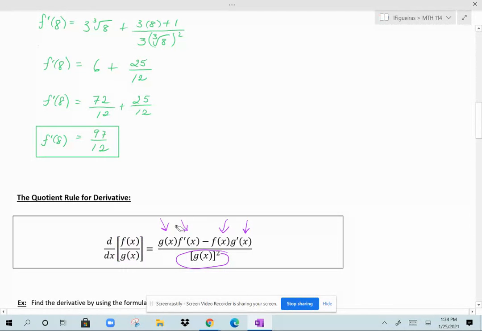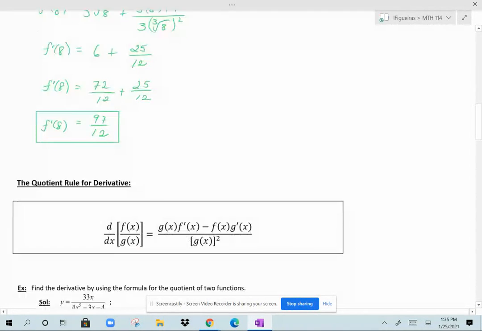Here, order is important. Subtraction is not commutative. So although you can do f prime g minus g prime f, since multiplication is still commutative, this product here has to go second, and this one has to go first. So order is important here.